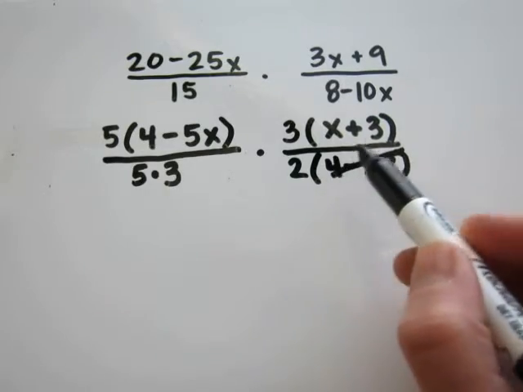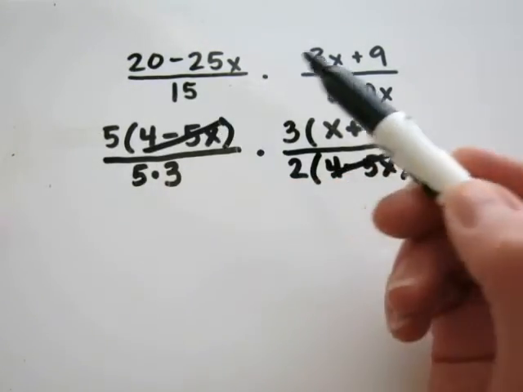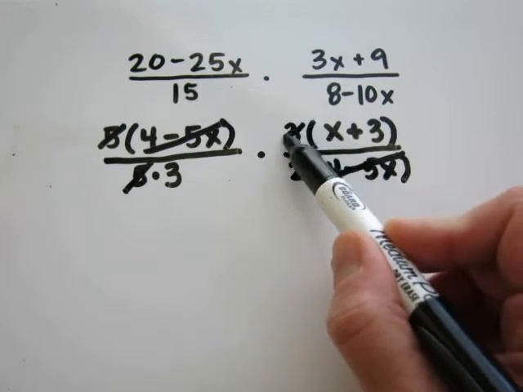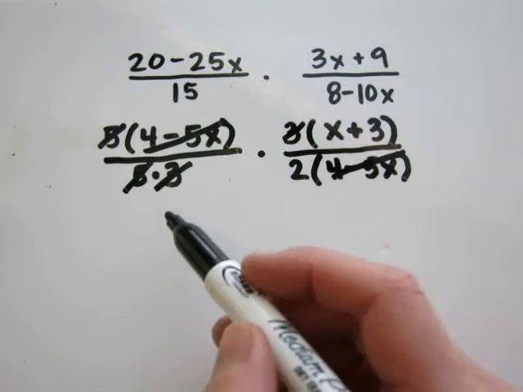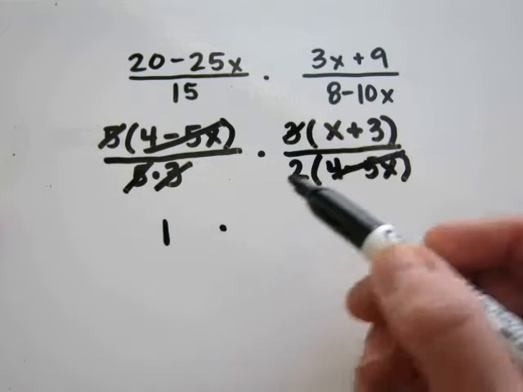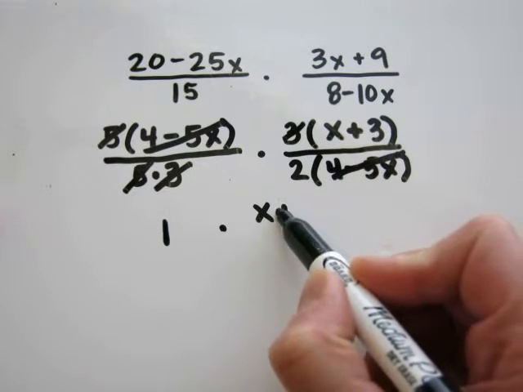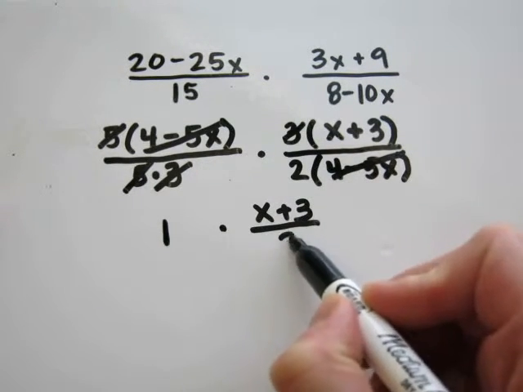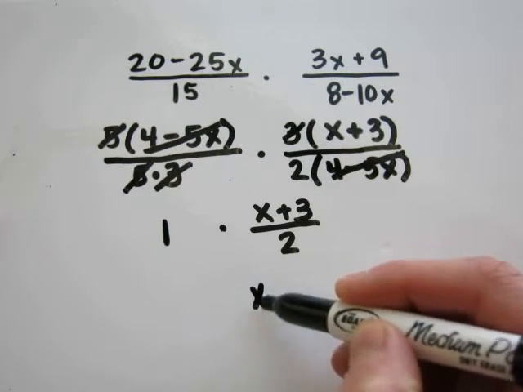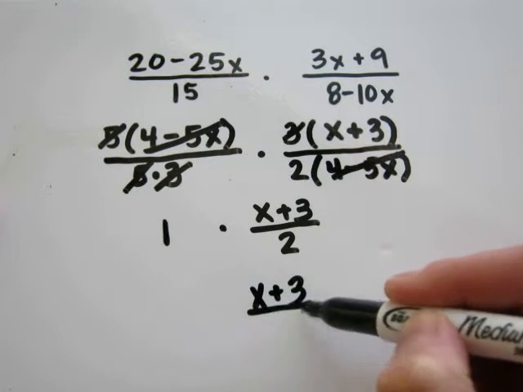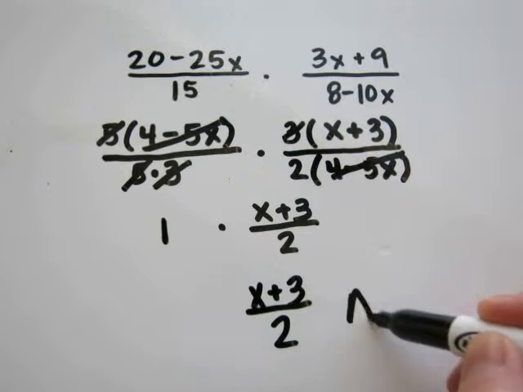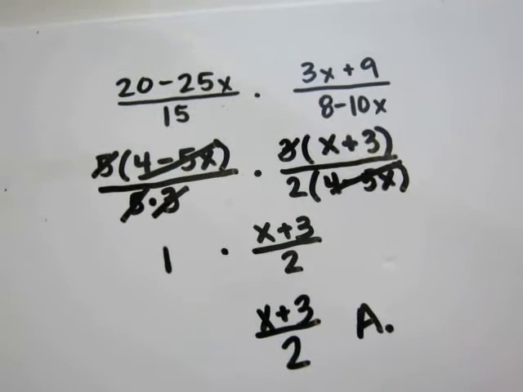I see I can cancel out this 4 minus 5x. These 5s will cancel out. These 3s cancel out. I'm left with 1. All this is 1 essentially, times x plus 3 over 2, which is x plus 3 over 2. Looking at the choices, x plus 3 over 2 is A.